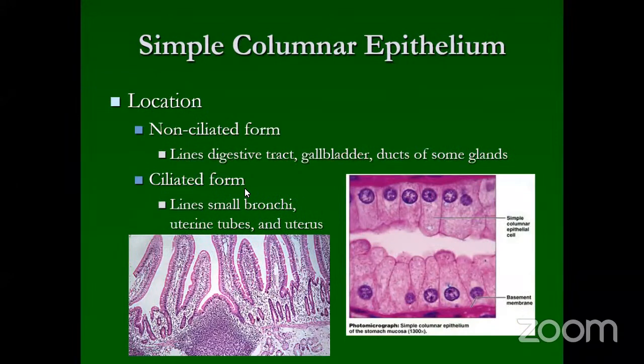So they are present in the non-ciliated form. The non-ciliated form of this epithelium is present in the digestive tract, gallbladder, ducts of some glands. Whereas the ciliated form are seen in the lines of bronchi, then uterine tubes and uterus. So these are the images of how they look.